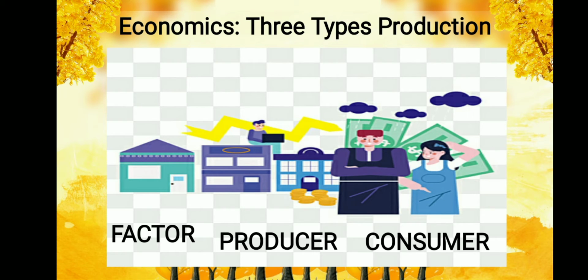So, we have three types of production: factor, producer, and consumer. Factor, what we need to make goods and services. Producer, a company that makes goods or a delivery service. Consumer, people who buy goods and services.